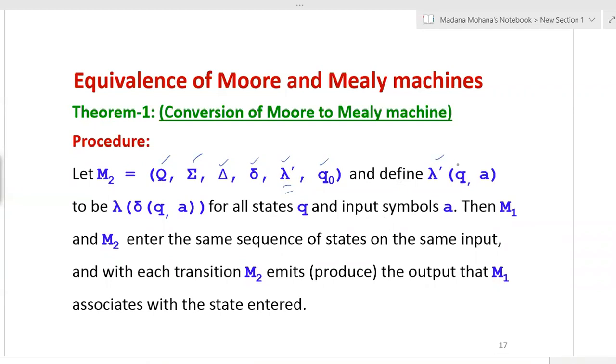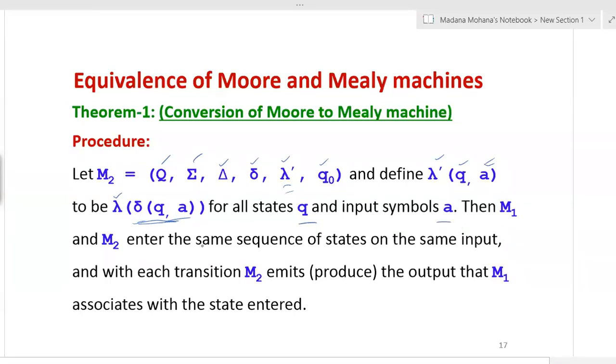So lambda dash of (Q, A), that means the output of state Q on input A, can be defined using the Moore machine output function, that is lambda of delta of (Q, A), using the transition function. Simply by using this formula, we can find lambda dash for all states on all inputs, that is, outputs for all states Q and input symbols A.